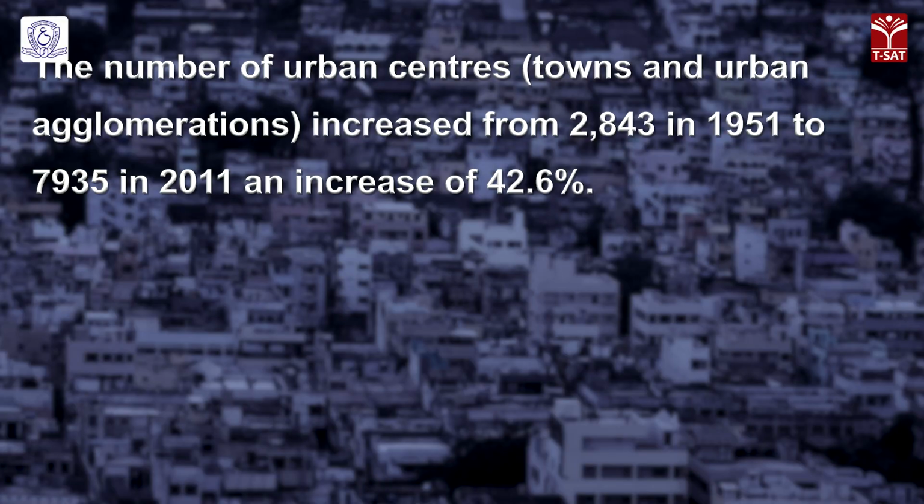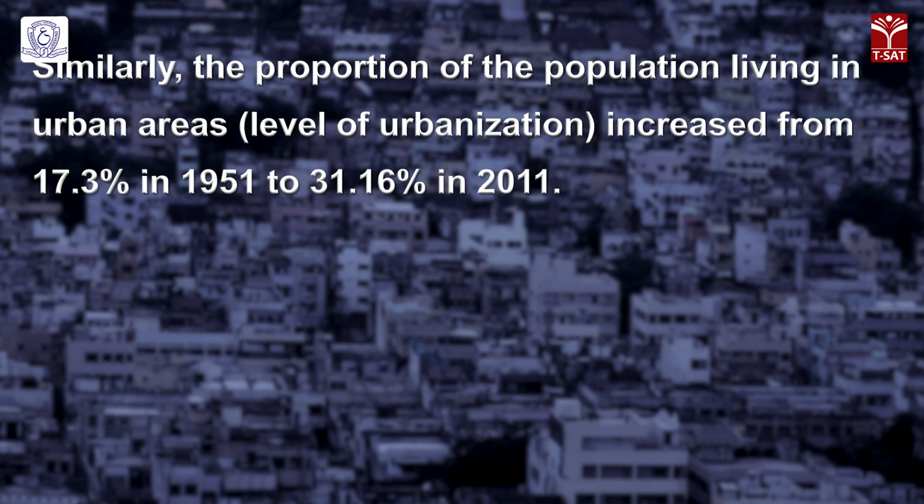From 1951 to 2011, India's urban population has more than tripled from 62.4 million to 377 million. The number of urban centers, that is towns and urban agglomerations, increased from 2,843 in 1951 to 7,935 in 2011, an increase of 42.6%. Similarly, the proportion of the population living in urban areas, that is the level of urbanization, increased from 17.3% in 1951 to 31.16% in 2011.